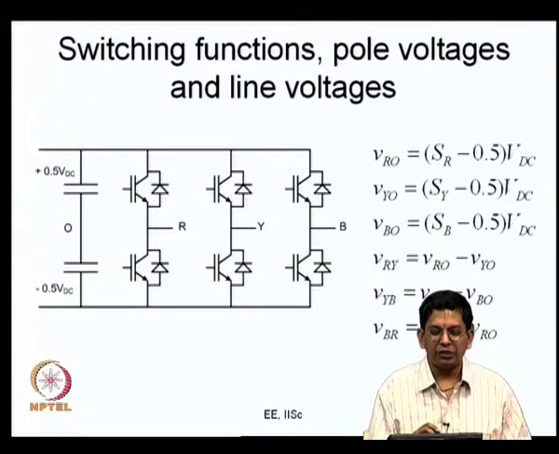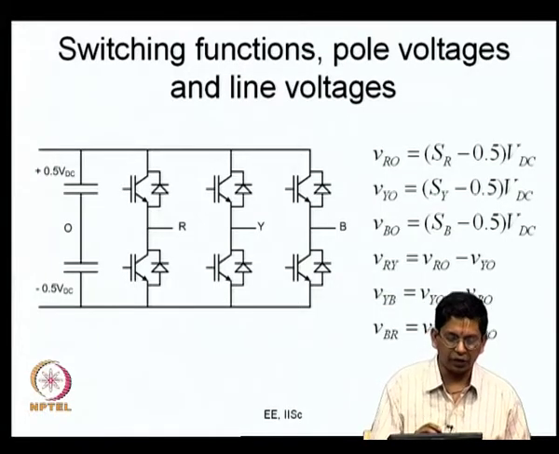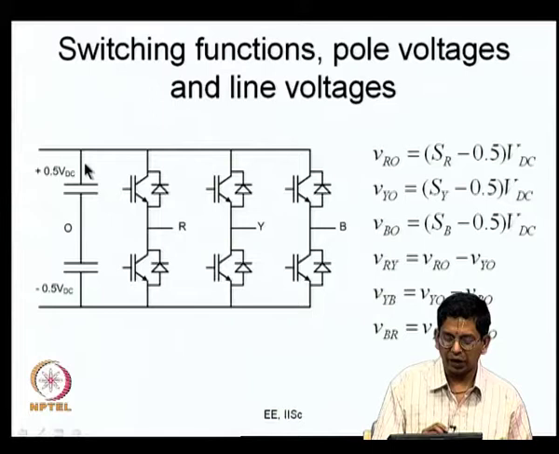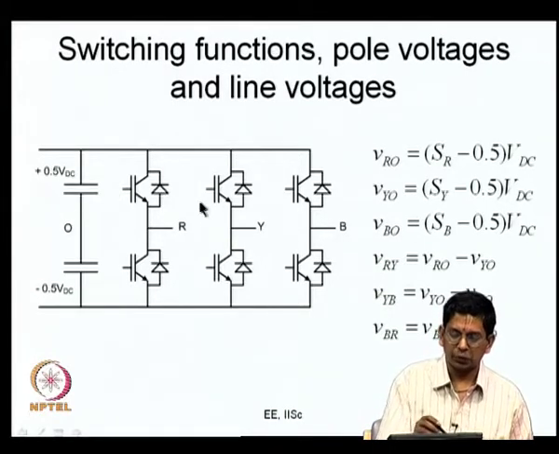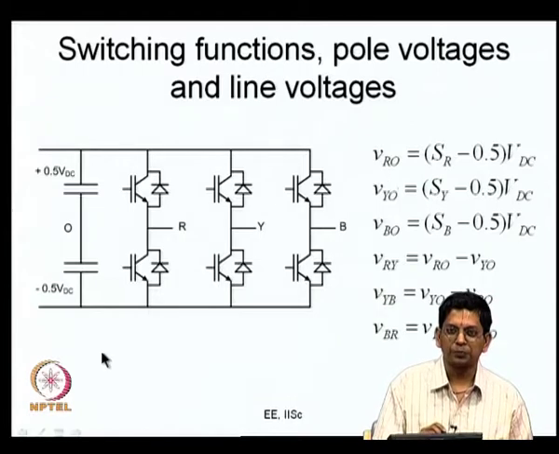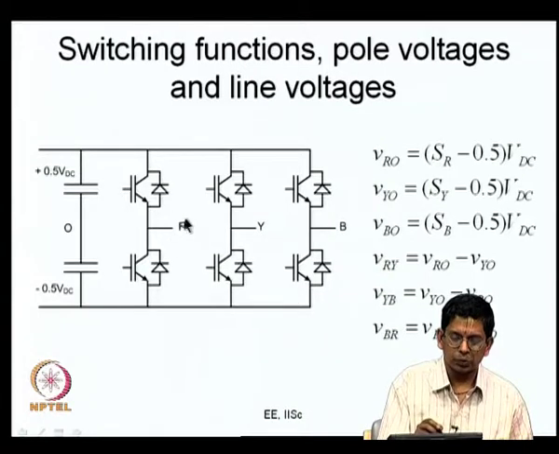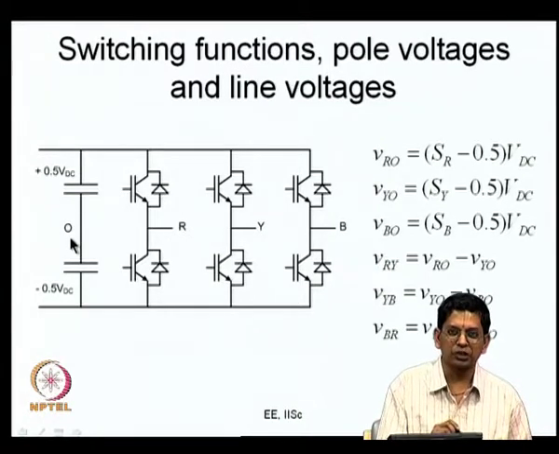So, with these switching functions, you can define the voltages on the DC bus. You have the switching functions as we defined before, and then let us say you have the pole voltages. The first thing you have to come up with is the pole voltage, that is the voltage at this pole R with respect to O. So, what is that going to be?